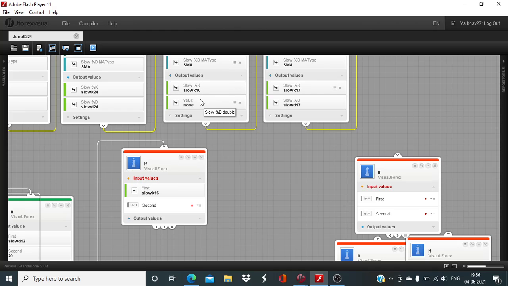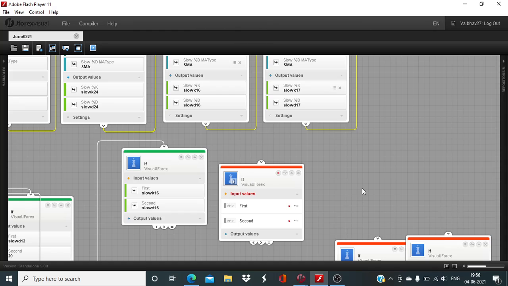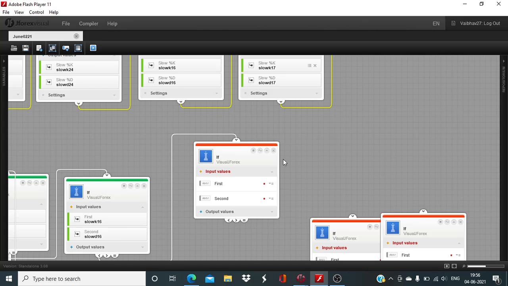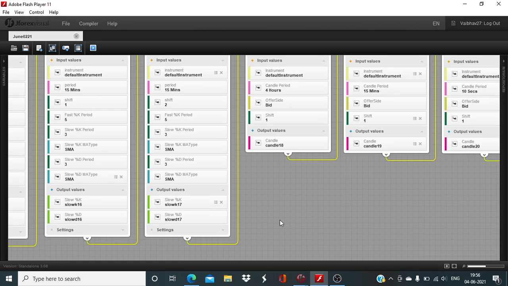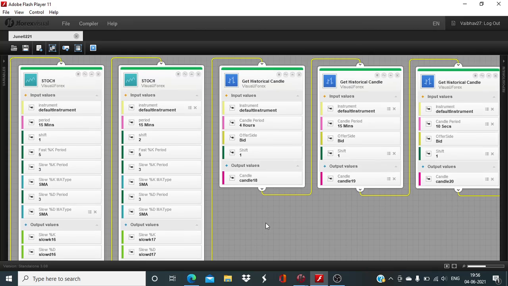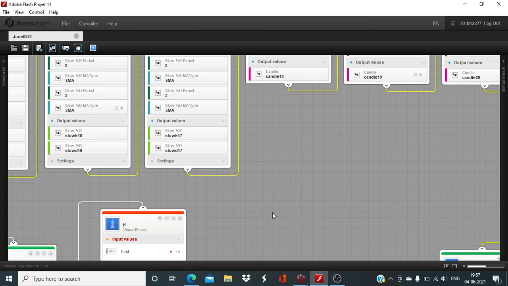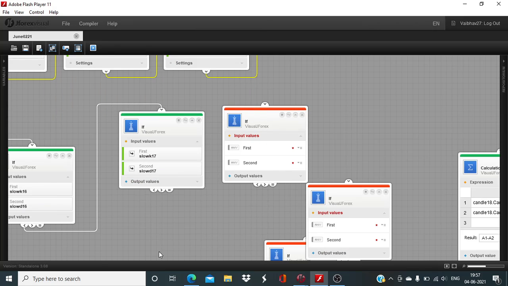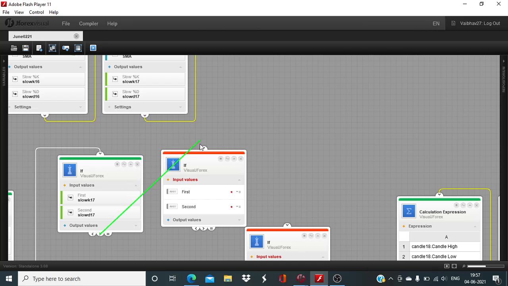This is the last 15-minute stochastic value. Slow K16 less than slow D16. But in the penultimate hour, the slow K value should have been above the slow D. So we will need slow K17 to be greater than slow D17, first input greater than second input.